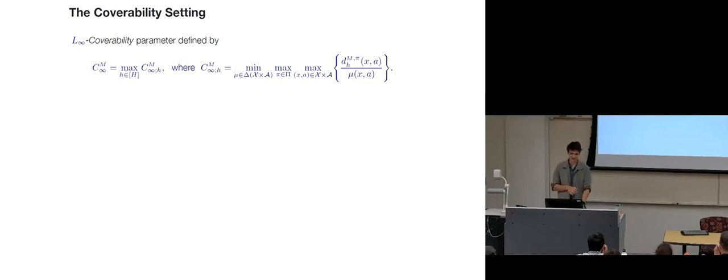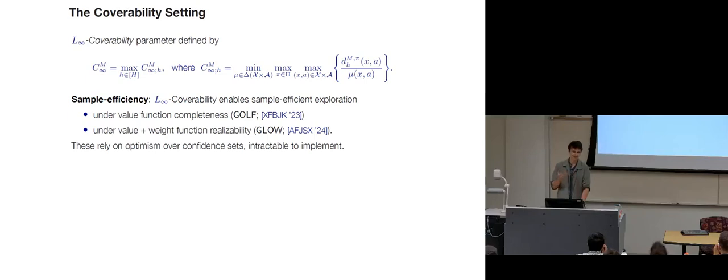And the first observation here was that this actually enables sample efficiency just on its own. There are 2 works that we know of, maybe more that I'm not aware of, where you can get sample efficient exploration under various function approximation conditions. In particular, under value function completeness and value function and weight function realizability, you can get sample efficient algorithms, but these are interesting statistically, not implementable. There are these crazy confidence sets and optimization procedures to get optimism.